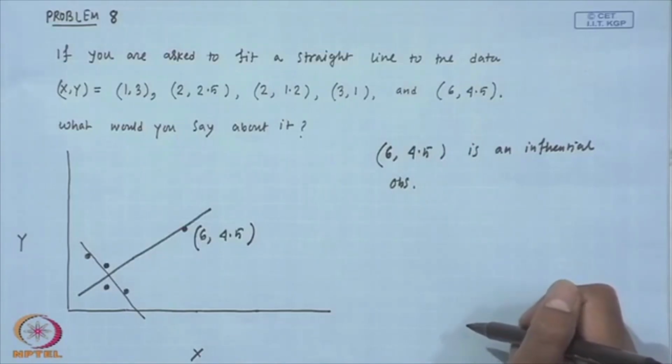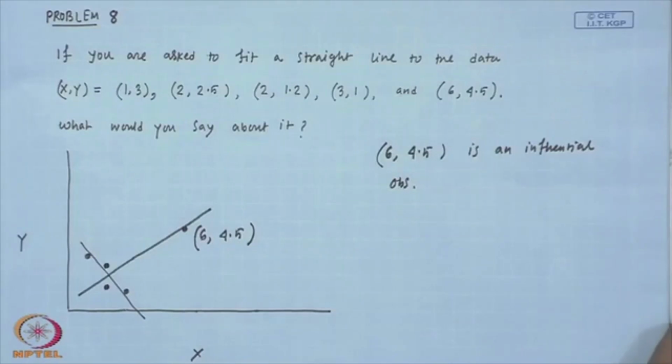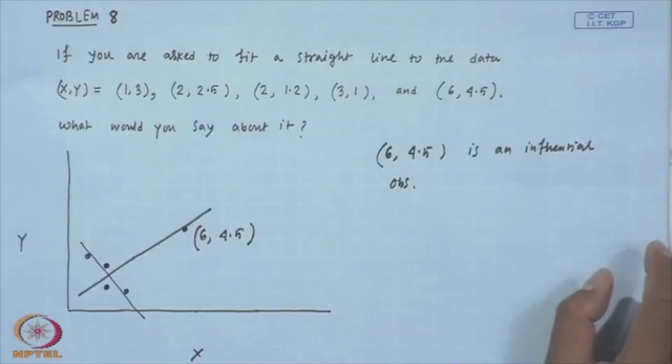So, the recommendation here is that if there exist very few influential observations, if you can identify an influential observation in the given data, maybe you can ignore them if they are not large in number. You can ignore them and fit a model for the remaining data.